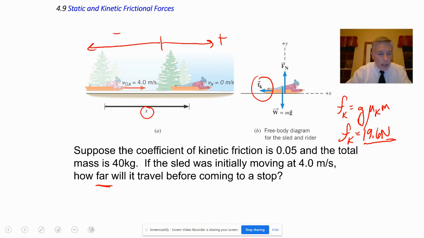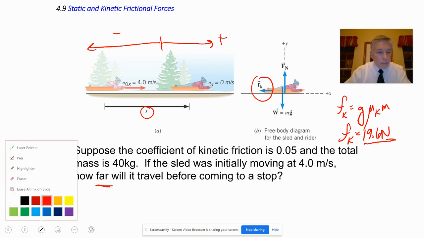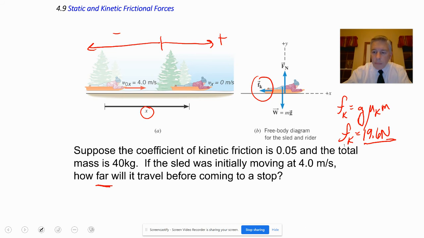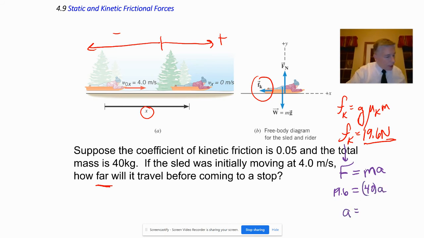So the next step is this. I'm going to change my color here so you can see my switch. This friction force is going to become the F, or the net force in the horizontal direction, in my F equals ma. So we're going to figure out the acceleration of this girl in the horizontal direction. I'm going to put in this 19.6, set it equal to the 40 kilograms times A, solve for A. So I've got 19.6 divided by 40, and I get 0.49.